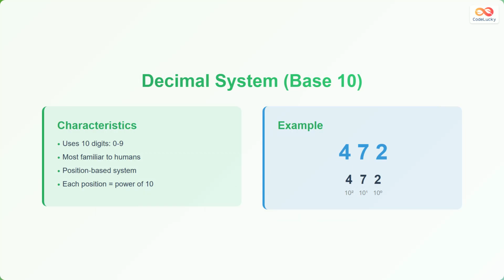Let's start with the decimal system, which is base 10. The characteristics of decimal numbers are that it uses 10 digits, 0 through 9. It is the most familiar number system to humans. It is a position-based system where each position represents a power of 10. For example, the number 472. Here, the 2 is in the position of 10 to the power 0, the 7 is in the position of 10 to the power 1, and the 4 is in the position of 10 to the power 2.